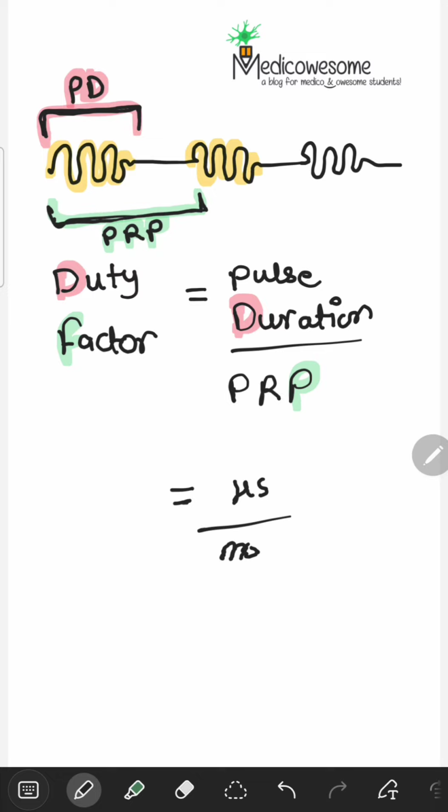So you just have to keep that in mind, because if you're getting just the fraction, the duty factor, then you just have to maybe divide by 1,000 to get your answer. But if you are trying to calculate the duty factor percentage, then you would have to also multiply by 100.